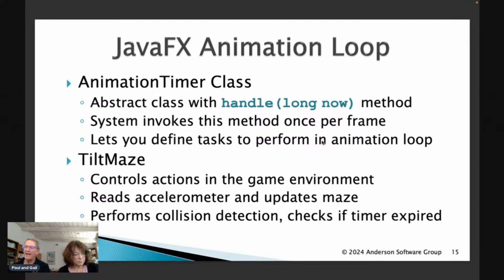So inside our handle method, we read the accelerometer and update the maze with the readings. We also perform collision detection with the barriers and the holes, and we check to see if the timer has expired. The animation loop also updates the JavaFX time seconds property that Gail mentioned a minute ago, according to the observed frame rate. And if time has elapsed, we handle the work for the timeout and then reset the game.